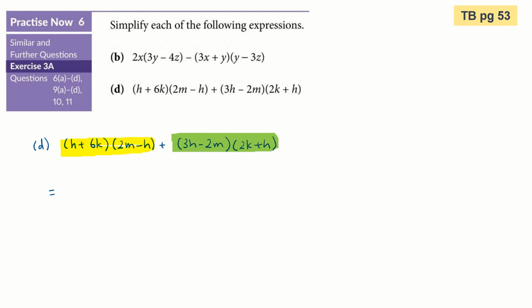Alright, so looking at the very first expansion, the yellow one that we have, doing my distributive law, I will have h multiplying with 2m, that will give us 2hm, followed by h multiplying with negative h, that will give us negative h squared. Then positive 6k multiplying with 2m, which results in positive 12mk or 12km. Then positive 6k multiplying with negative h, and that results in negative 6hk. So this is our expansion for the yellow component in the expression. Let me just underline this in yellow.